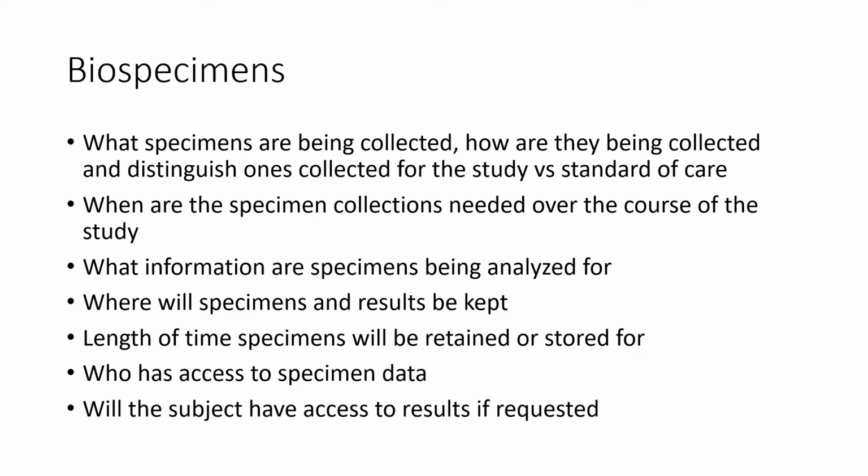What information are the specimens being analyzed for the study specifically? Right? So say, hey, yes, standard of care is that your doctor is getting hemoglobin, but for the study, I also need hematocrit, right? Even if it's the same exact blood draw, you have to tell them what is the extra information, right? Where will the specimen be stored and where will the results be kept? And how long will you store it for, right?